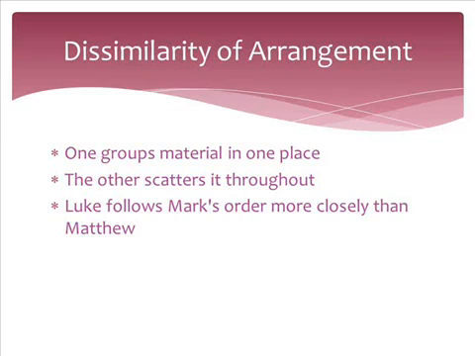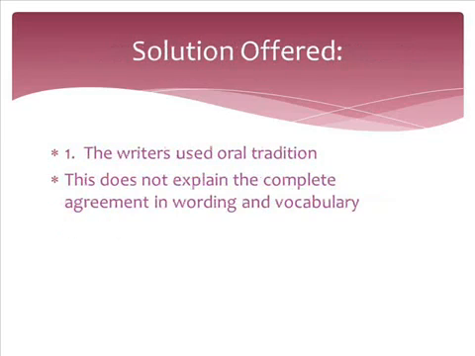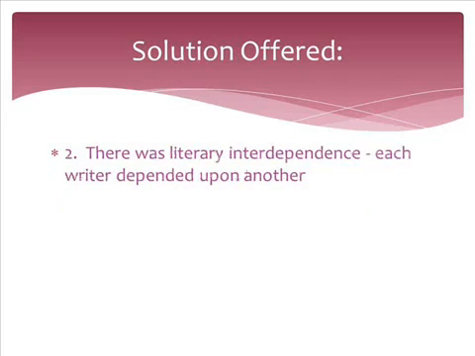And so, why is this the case? There's been various solutions offered. One is that the writers were independently using oral traditions, and we have spoken about that in our previous teaching. But this doesn't really explain the complete verbal agreement and vocabulary and awkward words and this kind of thing. And so it would seem there was some kind of literary interdependence between them. In other words, each writer in some way was dependent upon another.